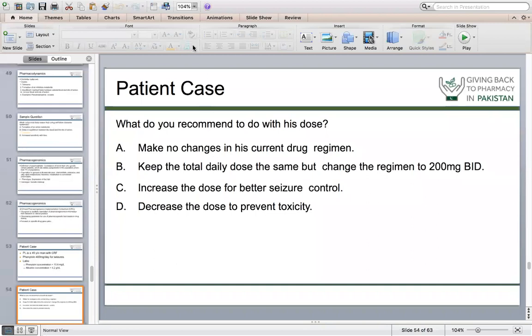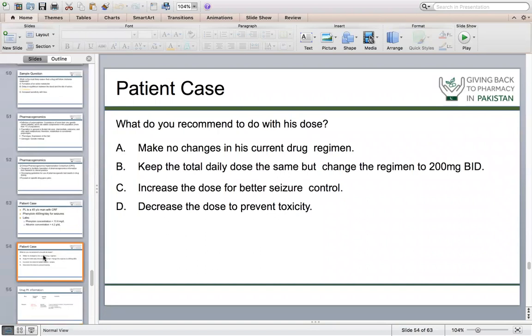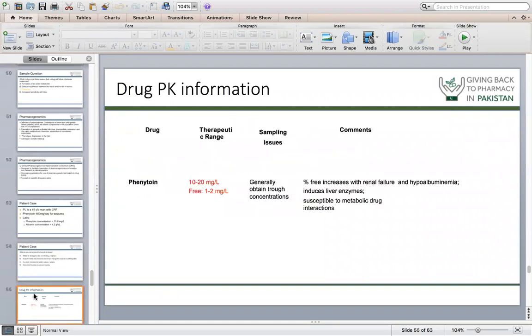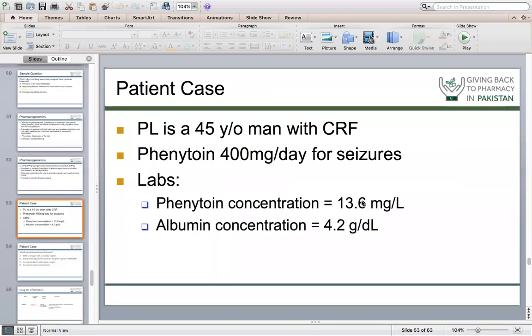Okay, let's see what is the right answer. So everybody is writing B, keep the daily dose the same, but change the regimen. All right, let's see. So first of all, we need to memorize the particular pharmacokinetic information of particular drugs. What is the therapeutic range? 10 to 20 milligrams. So what is given in the question seems pretty much in the range.